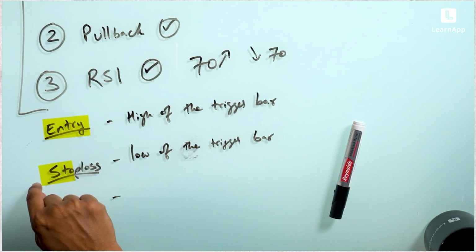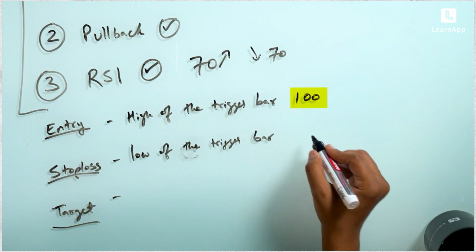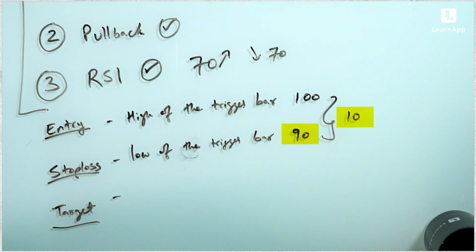A target should be relative to what stock you're trading, right? So whatever was the entry and the stop loss, let's take that as your risk, because that's how much you're risking. Let's suppose you wanted to enter at 100 according to the system and your stop loss is at 90. This means you're taking a risk of 10 points.